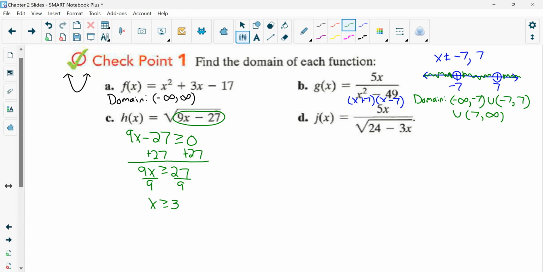We do want to write that domain as an interval. So as long as our x value is larger than or equal to 3, it would work. So 3 is the smallest, and it can equal 3, so I have the bracket with the 3, and then it would go to infinity.